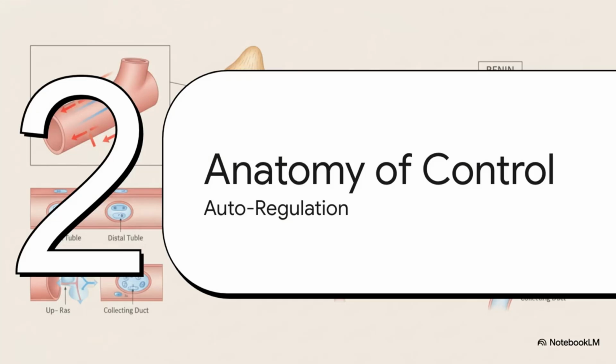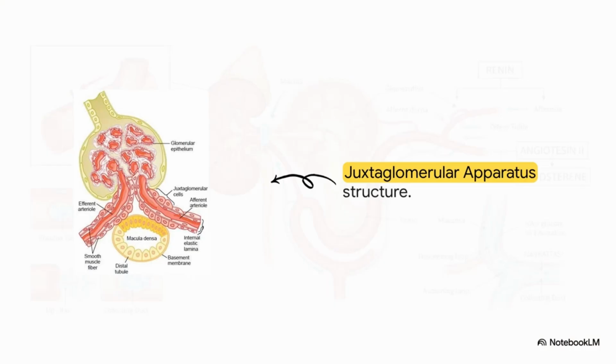All right, Part 3, the anatomy of control, autoregulation. Now, let's transition from those systemic emergencies to the everyday heroes. These are the intrinsic autoregulatory mechanisms that keep your GFR relatively constant day to day, despite marked changes in your arterial blood pressure. Before we dive into the exact physiology, map this beautiful anatomy in your mind.